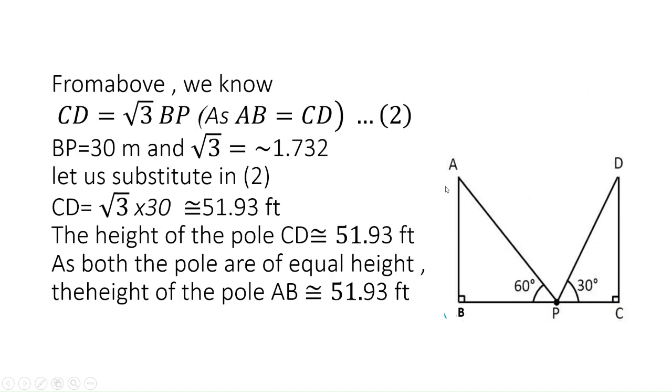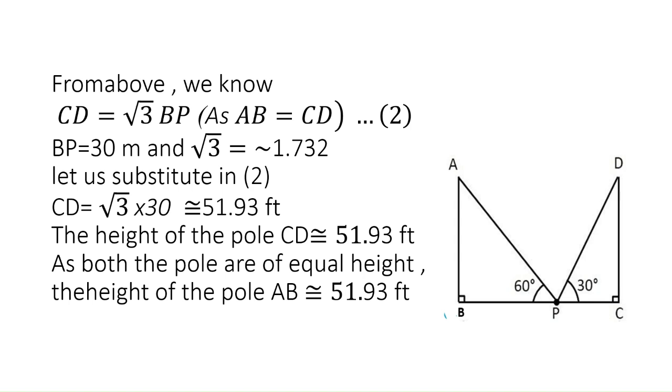Now we need to find out the height of the poles. We are just substituting. We have derived from the equation that CD is equal to root 3 BP. As AB is equal to CD, both are the poles' height. Just substituting the values here, BP is equal to 30. Now CD is equal to root 3 into BP. The root 3 value that we know is 1.732. Let us substitute the root 3 value to find out CD, the height of the pole.